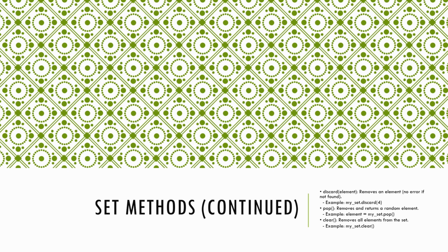The pop method removes and returns a random element from the set. It's important to note that since sets are unordered, you can't predict which element will be popped. Finally, the clear method removes all elements from the set, effectively leaving an empty set.